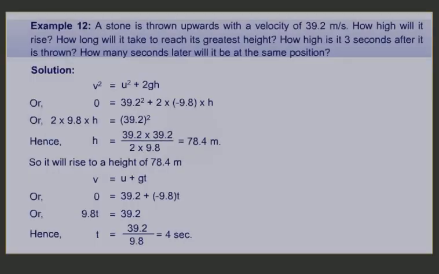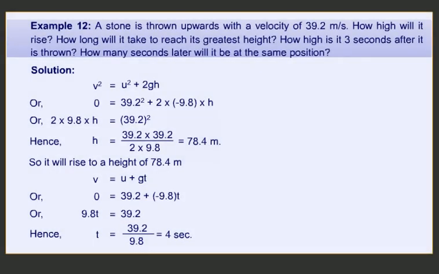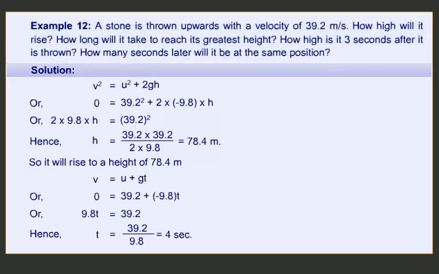Now look at this example. The problem is, a stone is thrown upwards with a velocity of 39.2 meter per second. How high will it rise? How long will it take to reach its greatest height? How high is it 3 seconds after it is thrown? How many seconds later will it be at the same position? Students, now let us solve for these step by step.